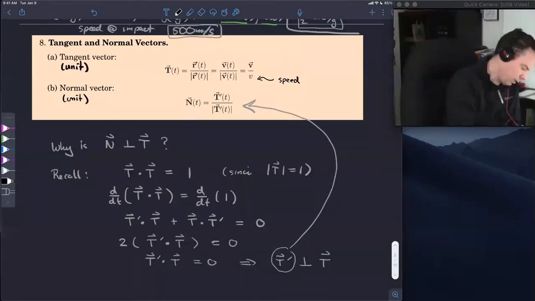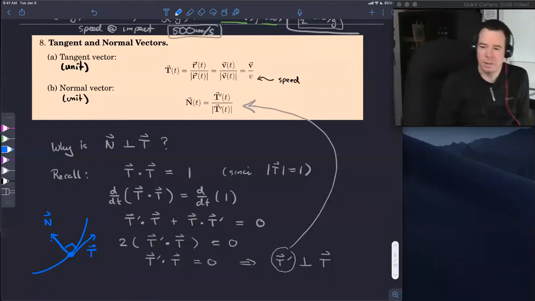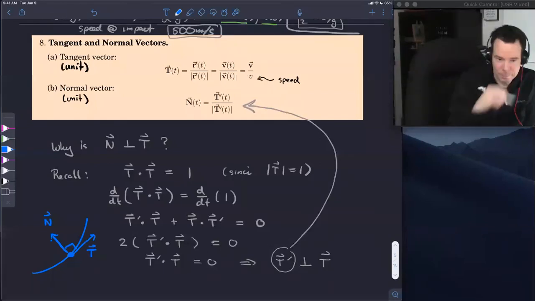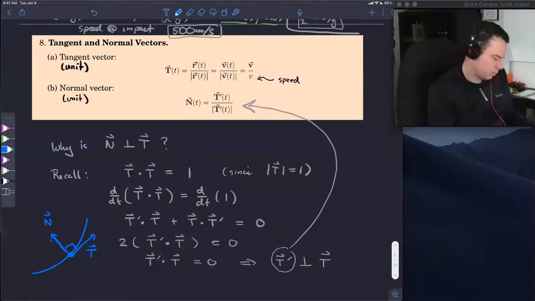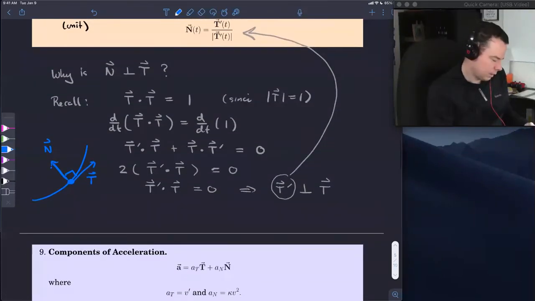So that's quite nice. I've got a picture that looks like this. I've got a tangent vector, and I've got a normal vector, which are perpendicular to each other. And that's at every point along the curve. So with that, we can now go to our discussion about acceleration.